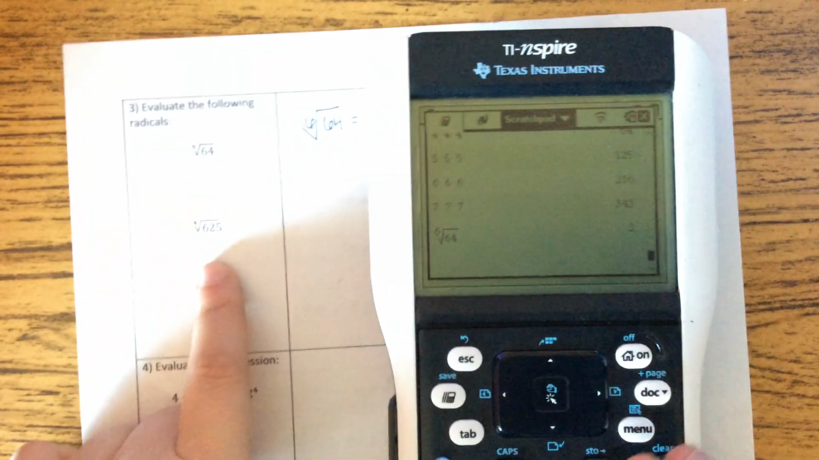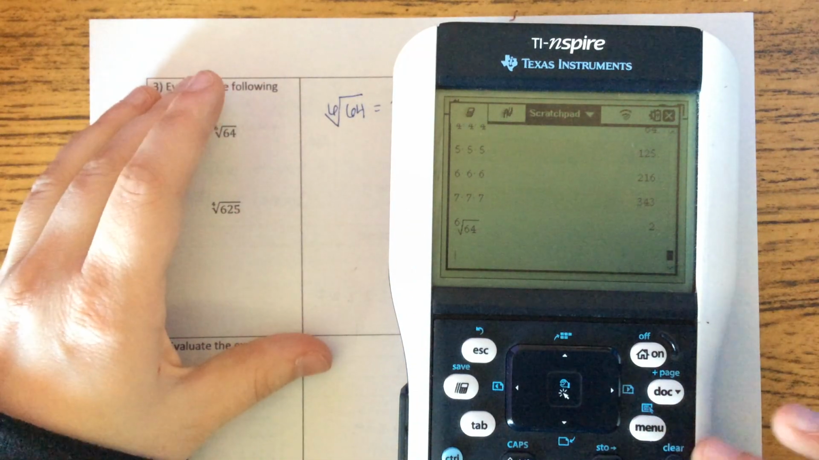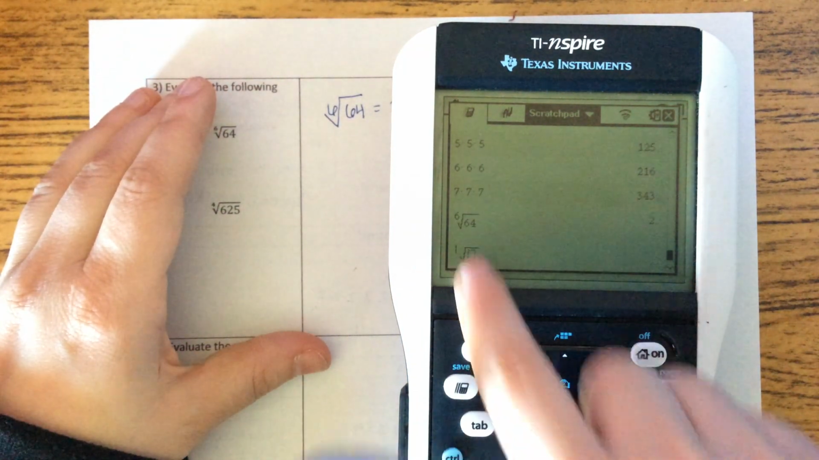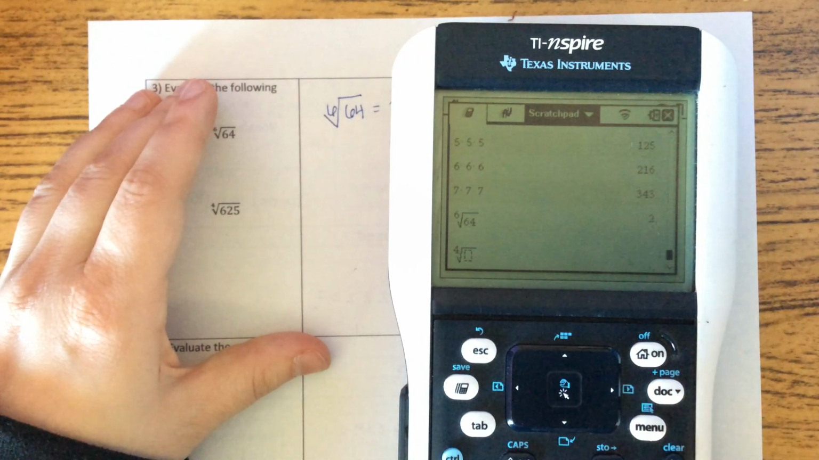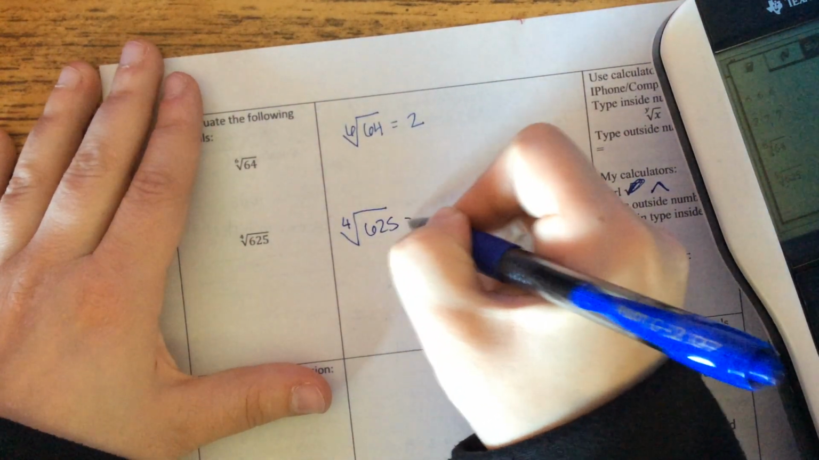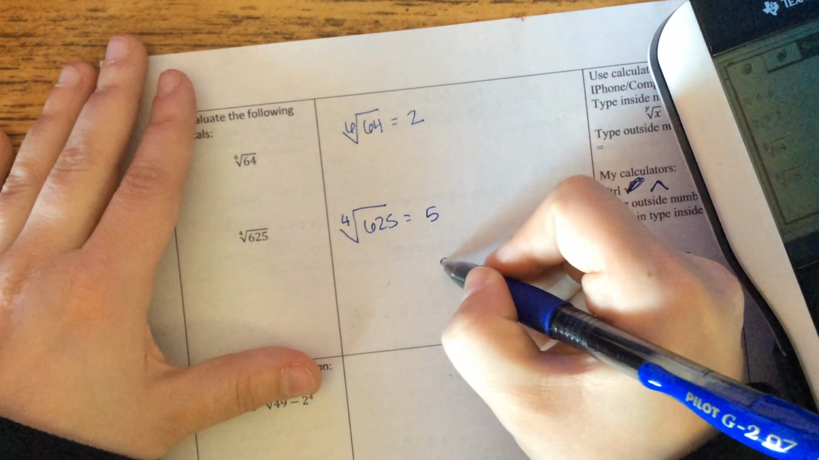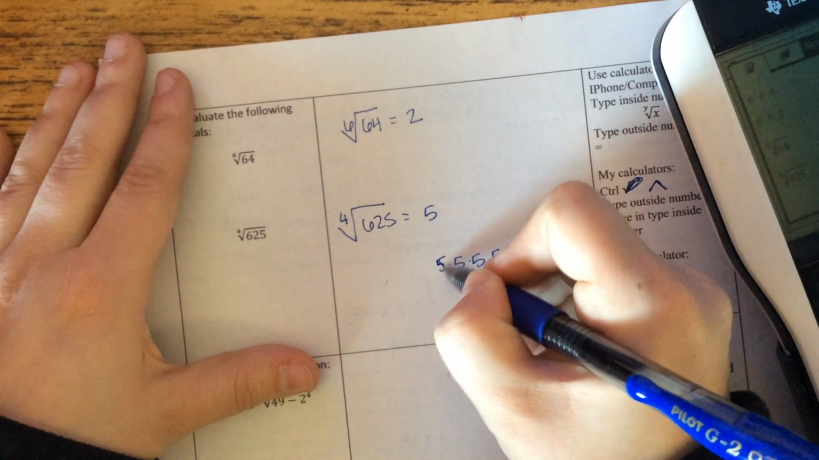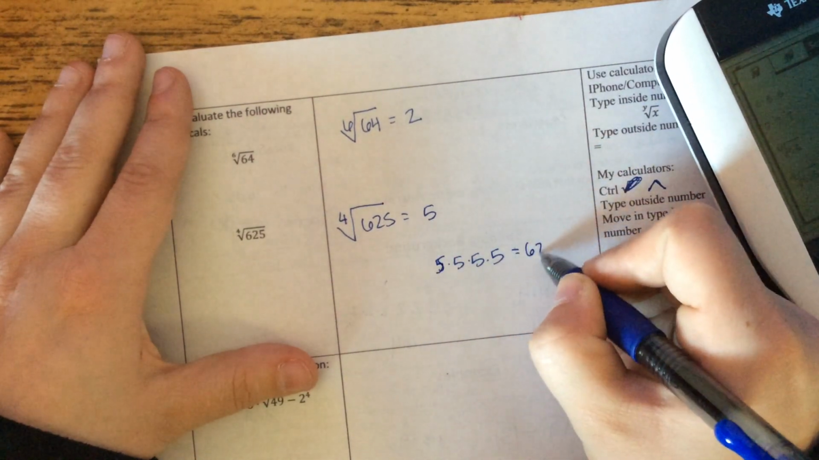Okay, so I'm going to do the same thing with this one. This one's the 4th root of 625. So I'm going to hit Control and then that button there. So I have the outside, 4, inside is 625. And my answer is 5. So the 4th root of 625 is 5. What that means is when I do 5 times 5 times 5 times 5, I get 625.